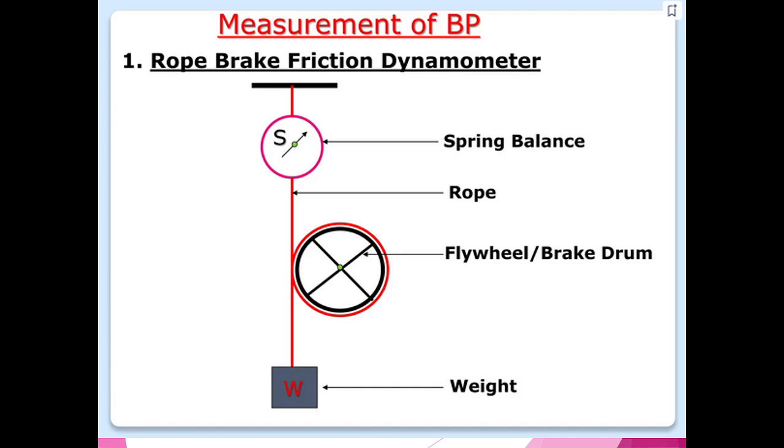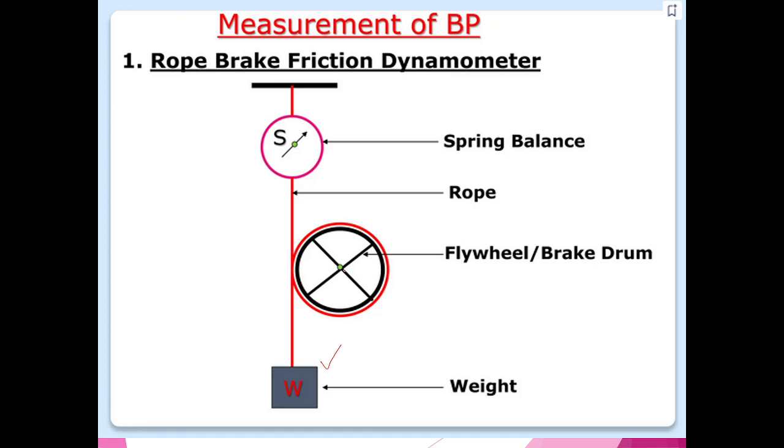So to apply the brake, there are various dynamometers used. The first type of dynamometer is the rope brake dynamometer, where we may observe this is the spring balance, and this is the rope which is wound around the brake drum, the flywheel, and this is the weight W applied on the brake drum. So the spring balance gives one reading and the weight applied gives the other reading.